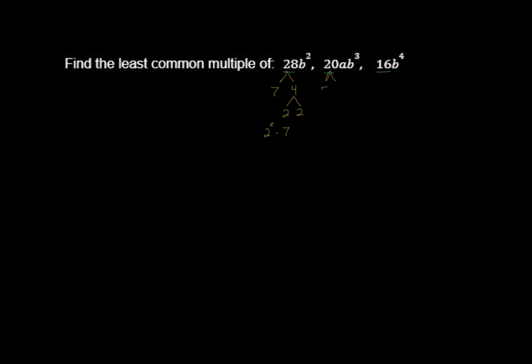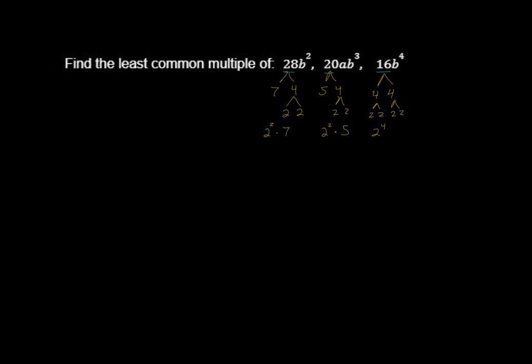For 20, we have 5 and 4, which breaks down into 2 and 2. So in other words, 2 squared times 5. And 16 breaks down into 4 and 4, which further breaks down into 2 times 2 and 2 times 2. In other words, the prime factorization is 2 to the fourth. Now, depending on the numbers, it may not be necessary to do this. For example, with 2, 3, and 5, it's really easy to find the least common multiple without making this list or finding prime factors.